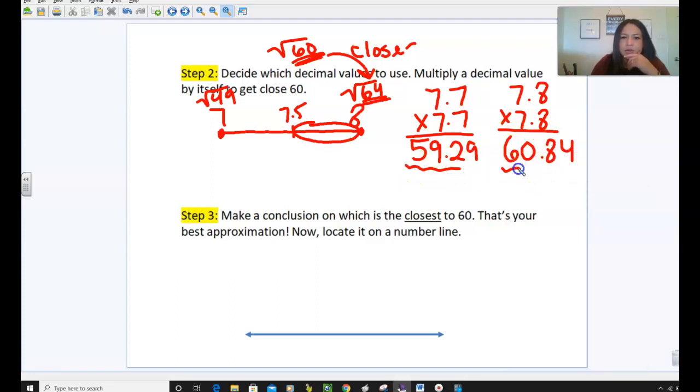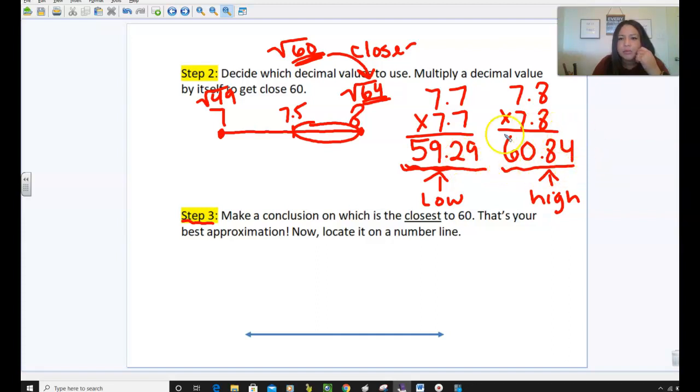Now I need to go ahead and look at those. I got pretty close. One of them is too low. One of them is too high. My step 3, make a conclusion on which is the closest to 60. That's your best approximation, now located on a number line. So let's think about this one that's too low. In order for this number to get all the way to 60, it's off by 0.71 of a whole number.